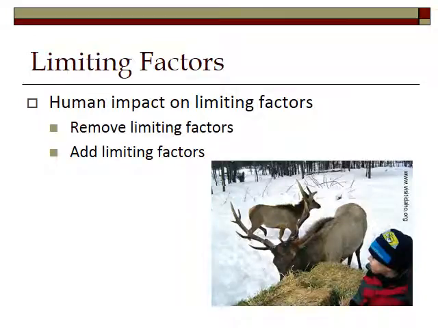So how do we deal with limiting factors? What do humans do? One of the things that we do is we remove limiting factors, such as in this graph where they're feeding elk in the winter. There are quite a few places where we feed wildlife in the winter because the limiting factor for them is lack of forage in the winter. We might also add limiting factors like roads or fences. So we humans might actually lower the access that animals have to resources, and that would be a way that we add limiting factors.